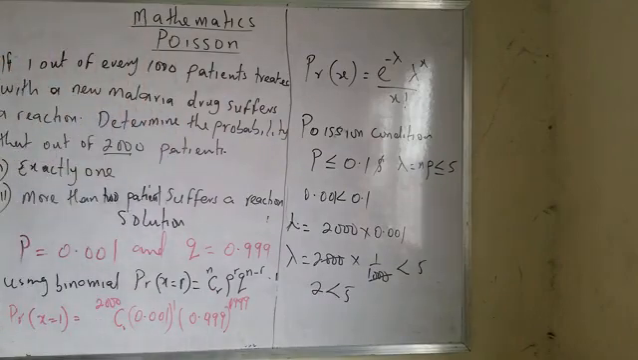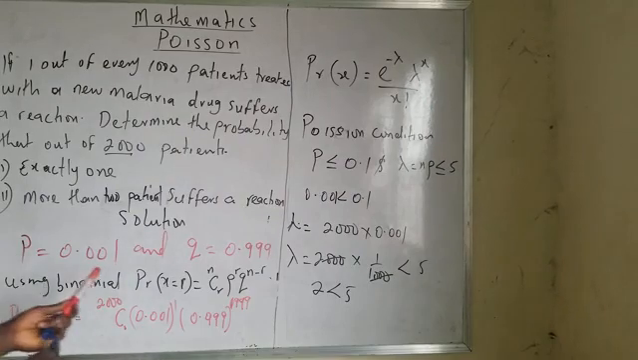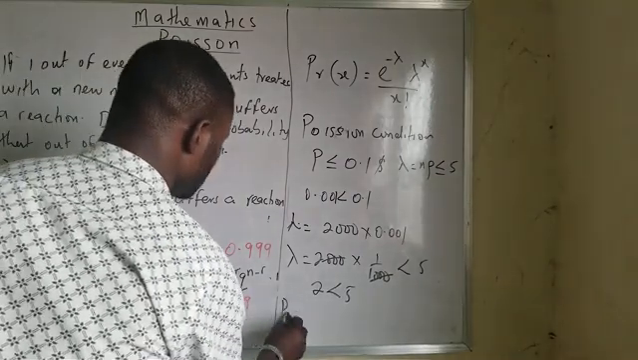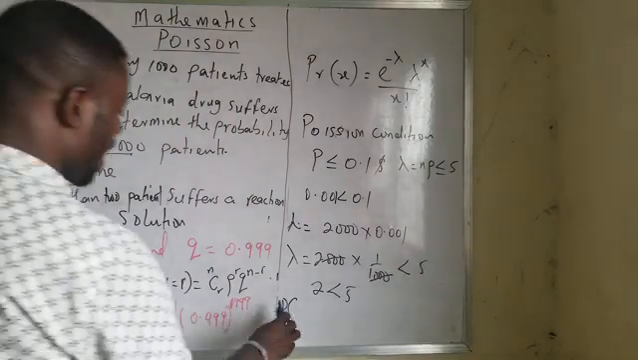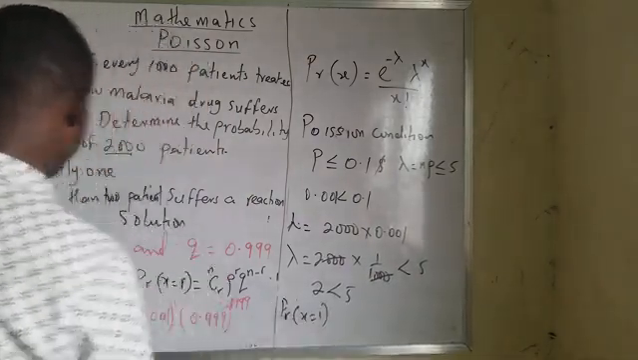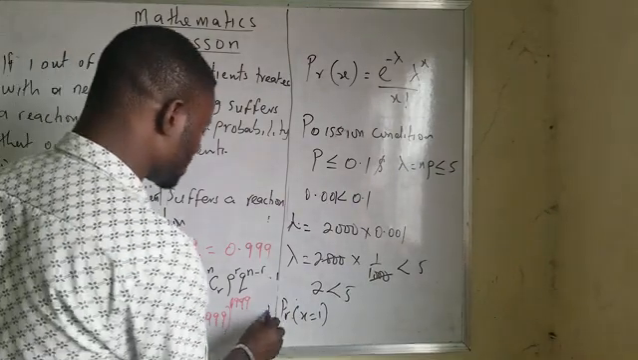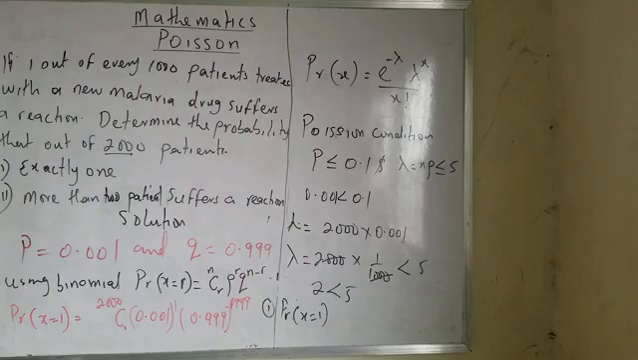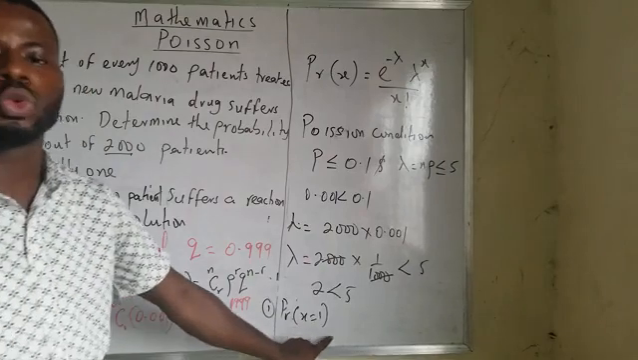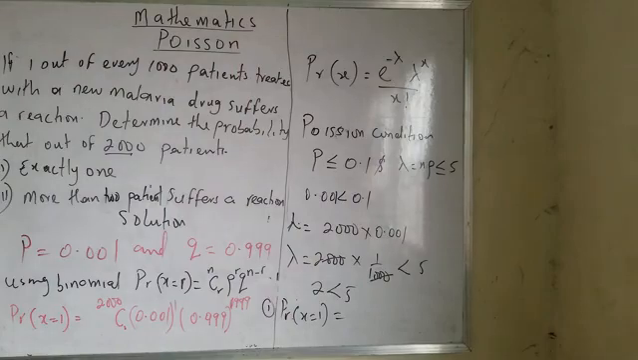The next thing I will do is continue with the Poisson. We are talking about P of R. Let me do that. Probability of R equals 1. It means the first question: exactly 1. This is exactly 1. It means my P of R equals 1, so my X equals 1.